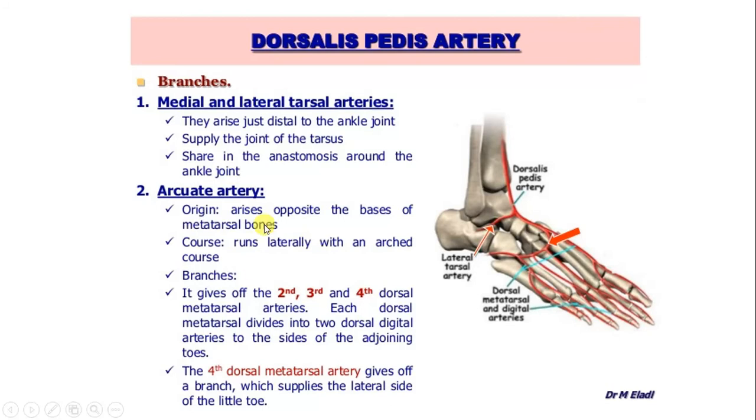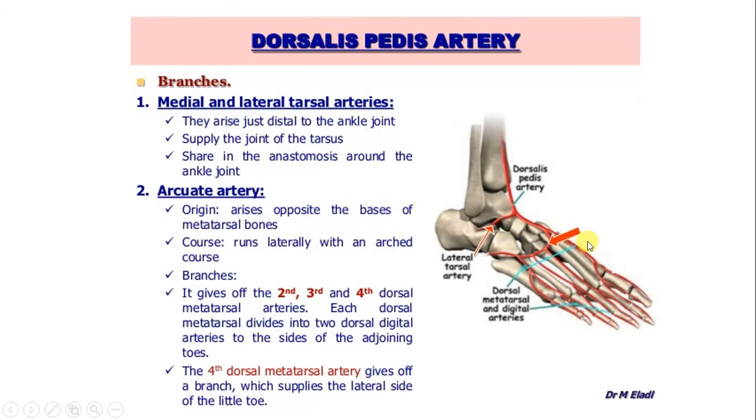So, branches: there will be medial and lateral tarsal branches, distal to the ankle joint of the tarsus, forming an anastomosis around the ankle joint. There is an arcuate artery. Arcuate means arc-like.